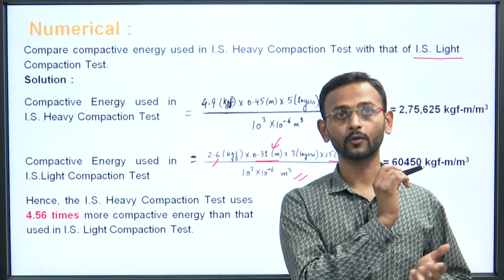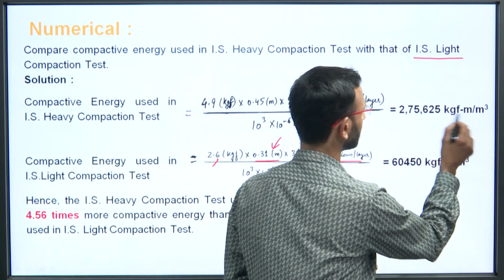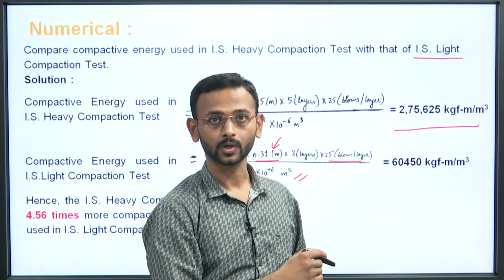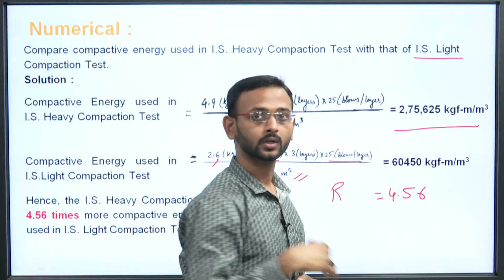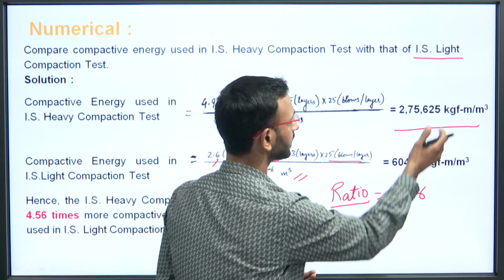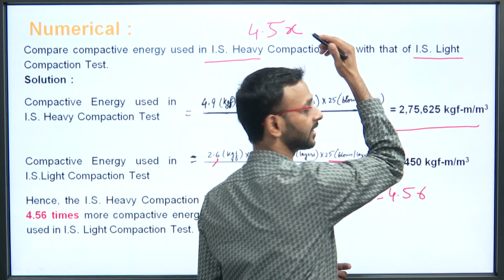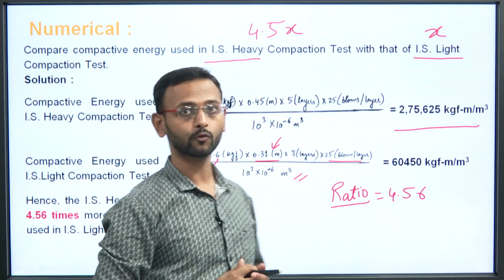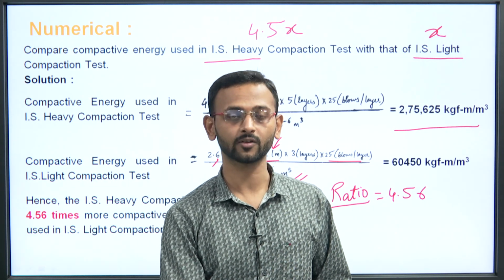Now what is the question? You have to compare the compactive energy used in the IS heavy compaction test with that of the IS light compaction test. So the compaction value for this is 2,75,000 something, and for this is 60,450. When you take the ratio of this, it comes out to be 4.56. So you can simply understand that the energy provided in the IS heavy compaction test is 4.5 times this one, if this is x. So this energy provided in the IS heavy compaction test is 4.5 times more. So this is the ratio of the compactive effort.